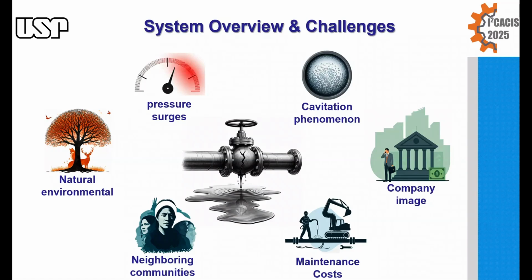Pipelines play a central role in ensuring energy delivery to society. They transport large volumes of fuel over long distances, often across remote terrain. These systems face several operational risks. Pressure surges and cavitation may lead to structural failures, causing leaks that can affect the environment, local communities, and companies.